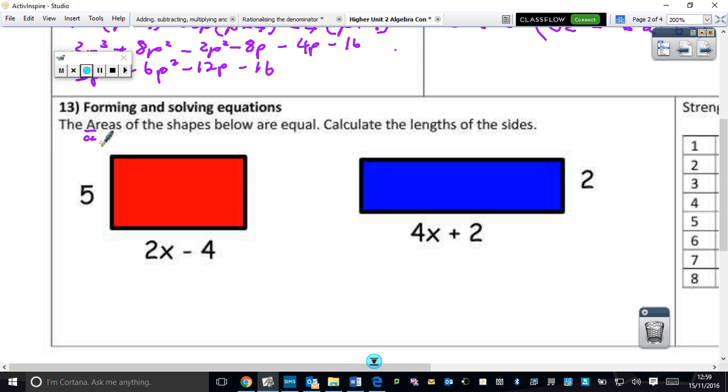So the areas of these two shapes are equal. So that red area equals that blue area. Now areas, we do length times width. So this area here is going to be 5 times 2x minus 4, and that is equal to this area, which is going to be 2 times 4x plus 2. And that's how an equation is set up. The language told me that they're equal, so I'll put equals in the middle. Area means length times width, so I've got that one down.